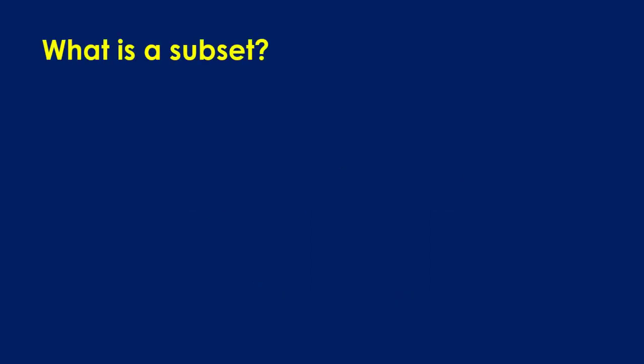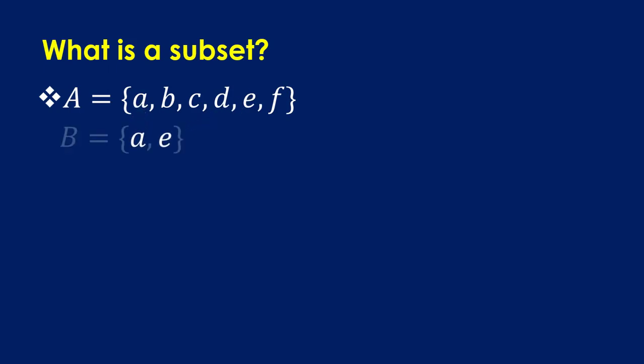What is a subset? Consider set A, which has the elements A, B, C, D, E, and of course F. And then the elements A and E are members of the set B as shown on the screen. Now, this simply implies that all the elements of B are found in set A. Therefore, we can simply say that B is a subset of A.